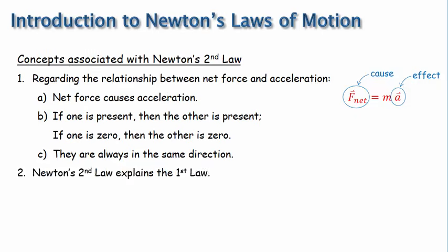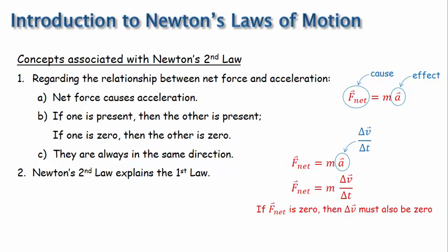The next concept is that Newton's second law actually explains Newton's first law. This is basically how: start with the second law, and then recognize that acceleration is defined as the change in velocity over the change in time. So making this substitution, the equation becomes this, and that means mathematically, if F net is zero, then delta V must also be zero. Delta V is the change in the object's velocity, so if it's zero, then the velocity is not changing, or in other words, the object is not changing speed or direction. And this is what Newton's first law essentially says.